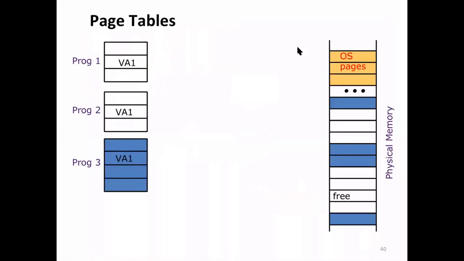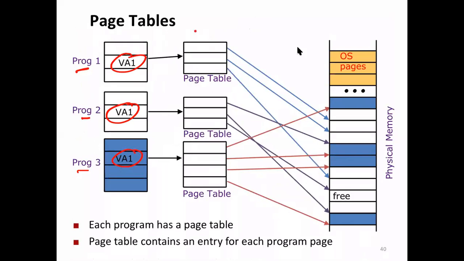All right, now the interesting thing comes. These are the page tables for different processes or programs. VA1 here shows that the same address can exist for each process, and each process has its own page table. The pages in the page tables are mapped into the physical memory. That's what we have studied.